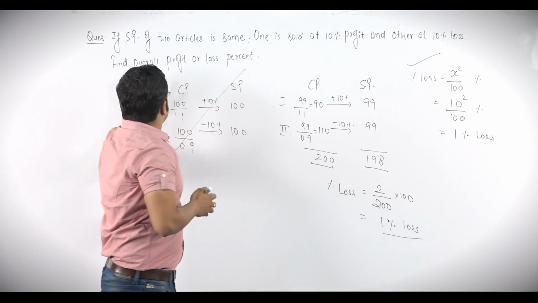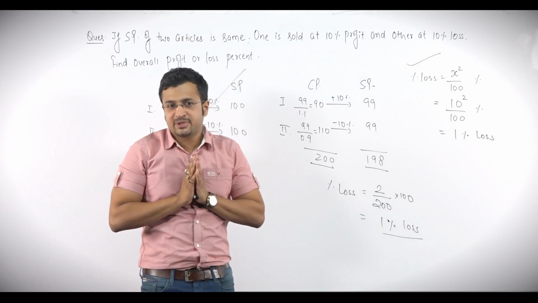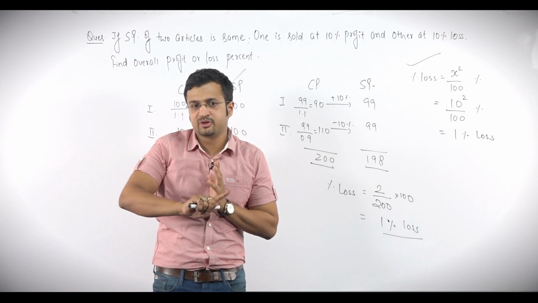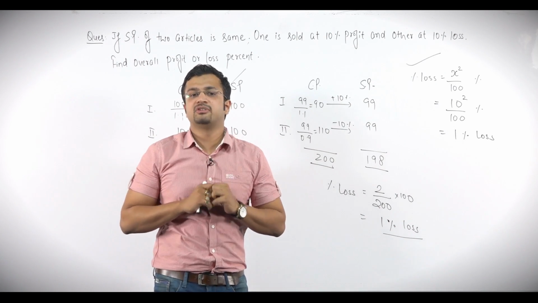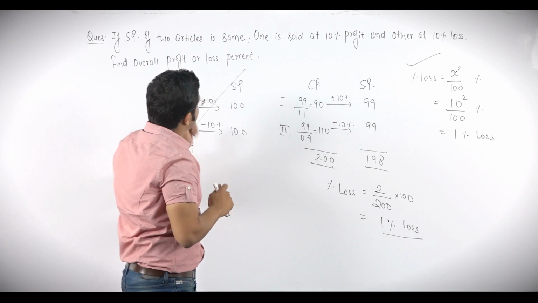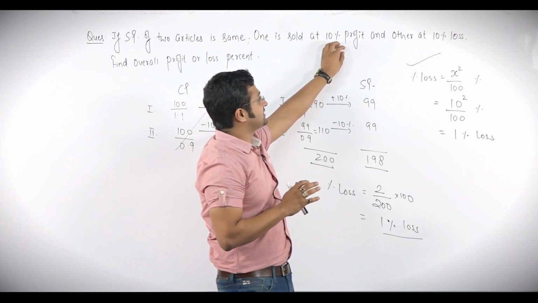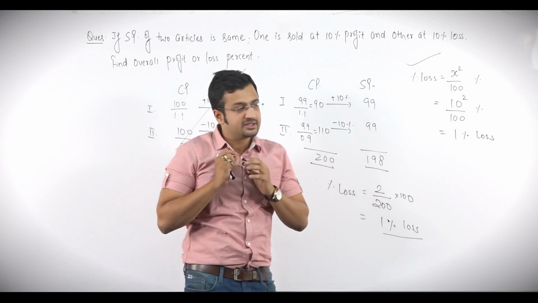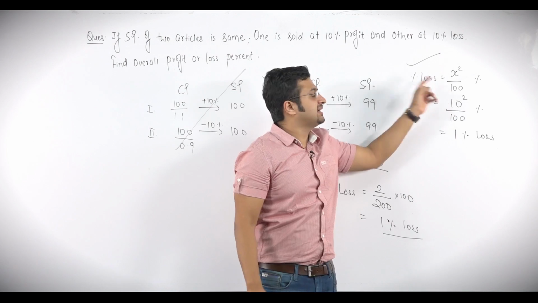So in the previous question, cost prices were same. One is sold at X% profit, other at X% loss. There will always be no profit, no loss. When selling price of two articles is same, one is sold at X% profit, other is sold at X% loss, there will always be a loss of X square by 100%.